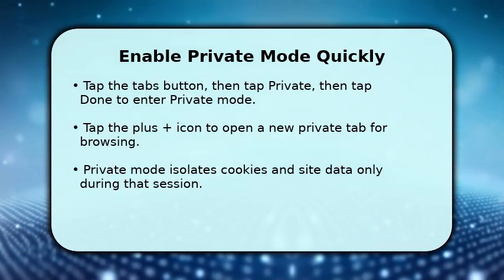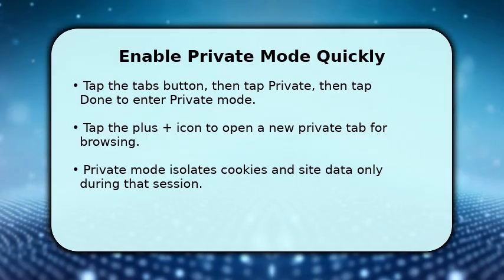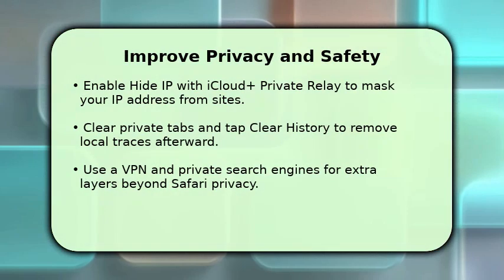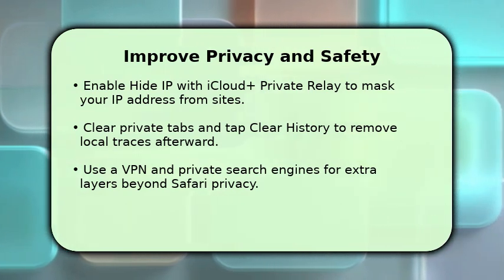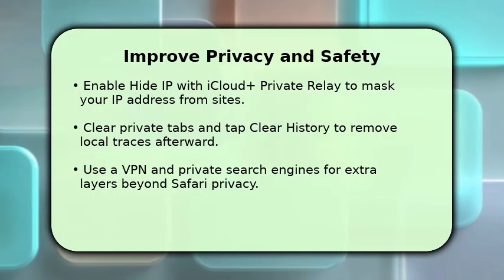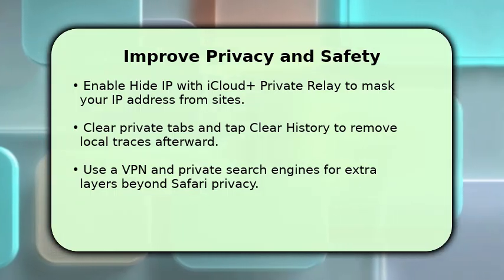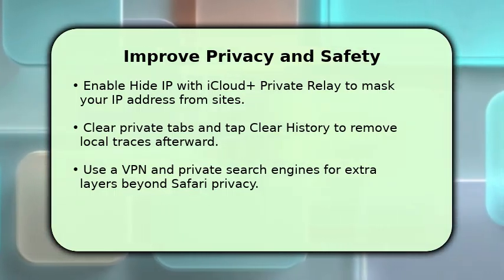Enable Hide IP with iCloud Plus Private Relay to mask your IP address from websites. This requires an iCloud Plus subscription and is optional for extra privacy. Clear private tabs and tap Clear History to remove local traces afterward on your device.